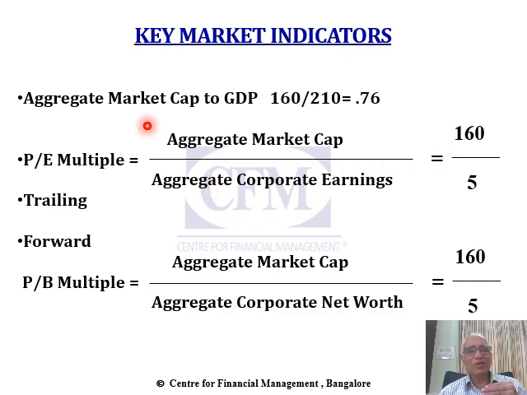If P/E multiple is calculated on a forward basis, we look at projected earnings for the following year. So there is an element of speculation there. Price to book multiple is defined as aggregate market cap divided by aggregate corporate net worth. Aggregate corporate net worth is the sum of the net worth of all companies listed on the exchanges. If aggregate corporate net worth is 50 lakh crores and aggregate market cap is 160 lakh crores, we say that price to book multiple for the market as a whole is 3.2.